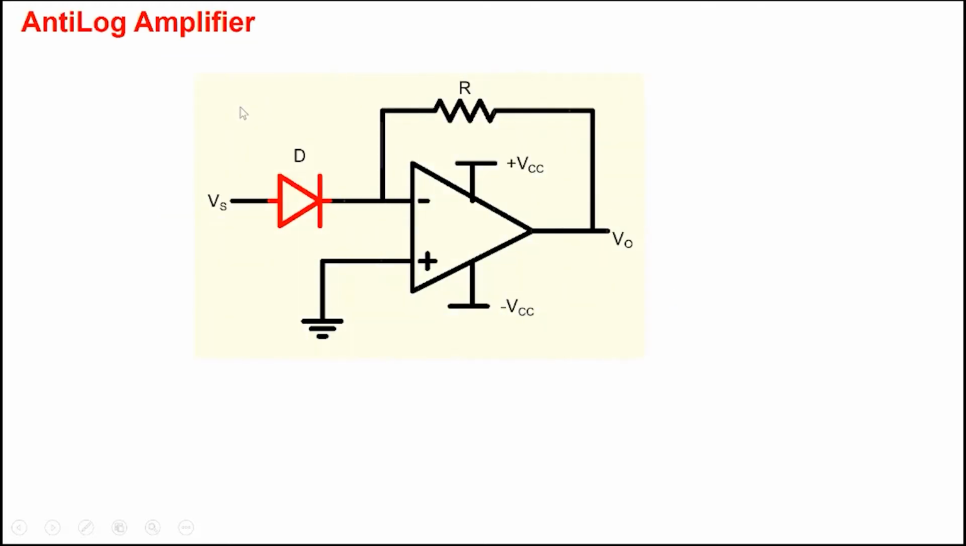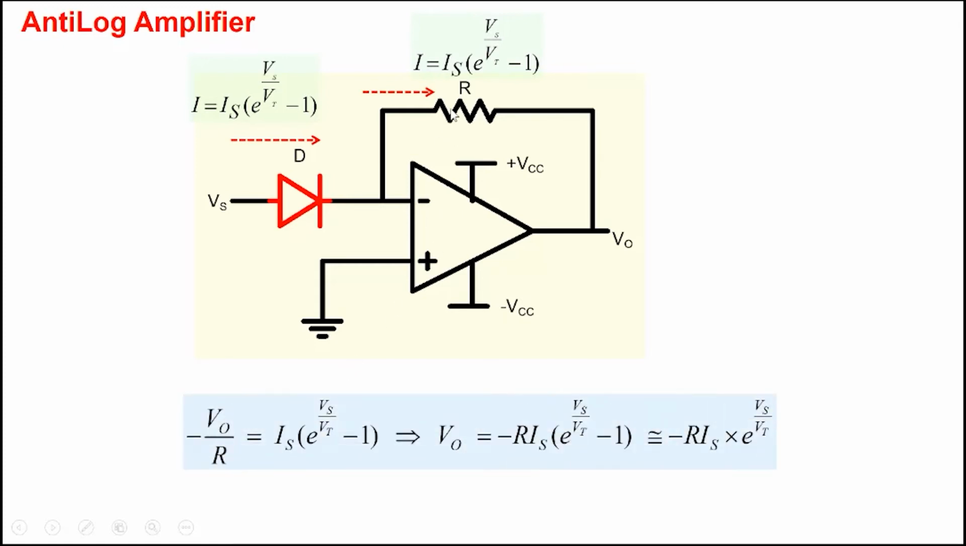Well, if we shift the diode from the feedback loop to the input side, we get an anti-log amplifier, or it can take an exponential of the input voltage here. So once again, we have a diode. Note that we are not going to use a 0.7 volt drop here because 0.7 volt drop is just an approximation. So when you have Vs and 0 at this end, the current flowing is I equal to Is e to the power Vs by Vt minus 1. The same current flows here.